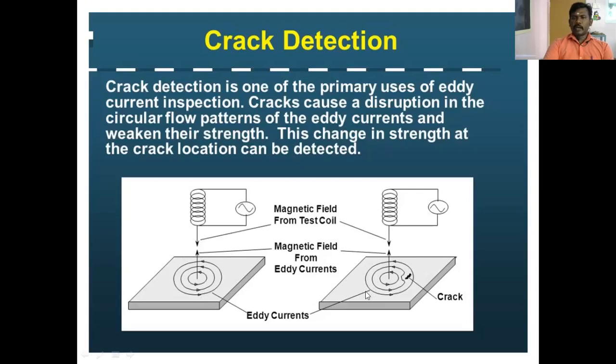And see the second one. If we have any cracks or any defect, at that place the eddy current path will be changed. So that causes heat to be produced in that particular metal. So using that path change, we can analyze the defect size and the strength. Crack detection is one of the primary uses of eddy current inspection.